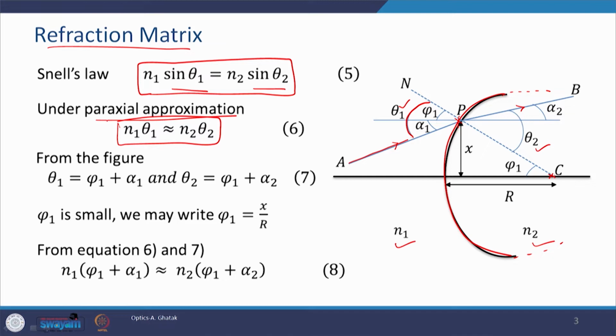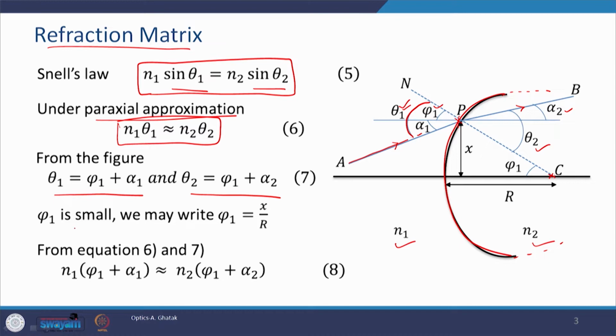Now, from the figure, we can see that theta 1 is equal to phi 1 plus alpha 1, where phi 1 and alpha 1 are angles measured from the horizontal. Phi 1 represents the inclination of the perpendicular from the horizontal, while alpha 1 represents the inclination of the incident ray from the horizontal. Similarly, the ray after refraction is inclined at angle alpha 2 from the horizontal. Using this we can write theta 1 is equal to phi 1 plus alpha 1, while theta 2 is equal to phi 1 plus alpha 2.